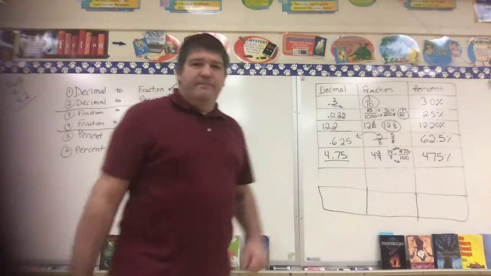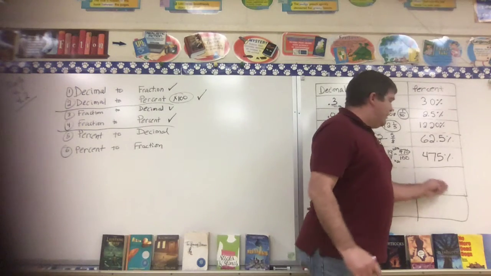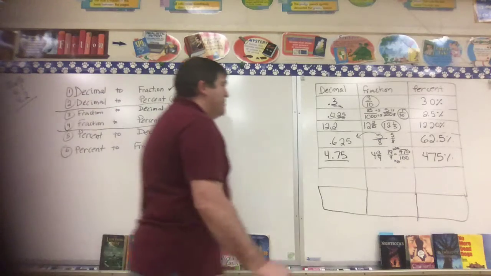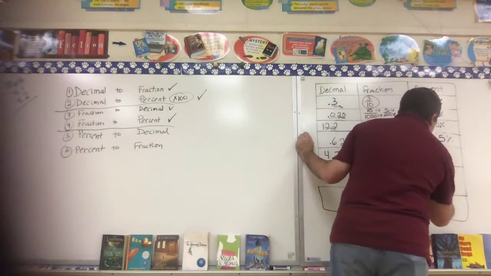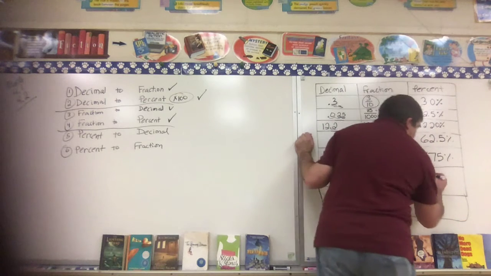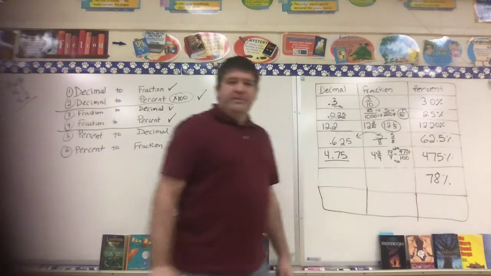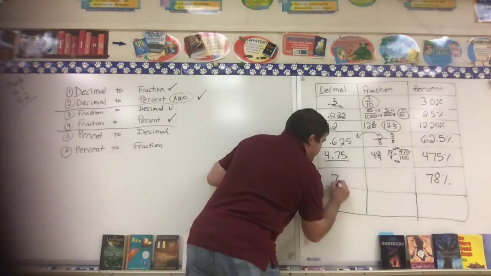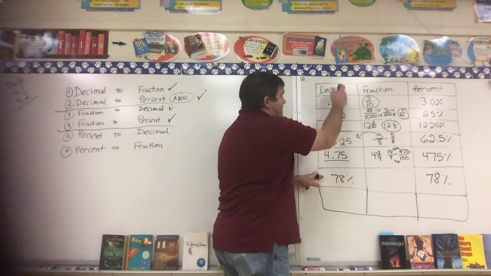All right, last one. Percent. Say we have a percent over here, and we need to get it to either a decimal or a fraction. So let's go to the decimal first. So say we have 78%. I'm gonna put that right here, 78%. And it can't be a percent because I'm in the decimal.